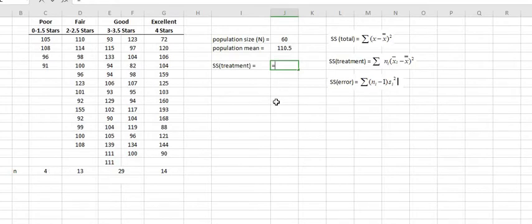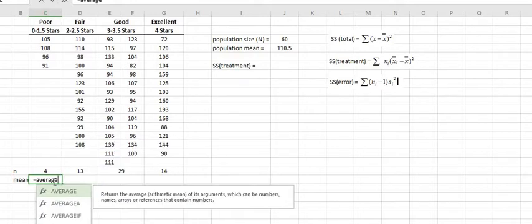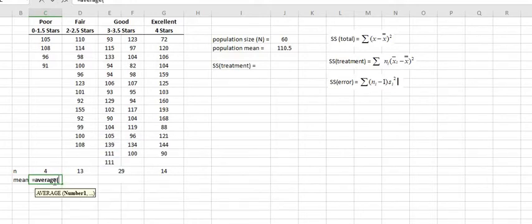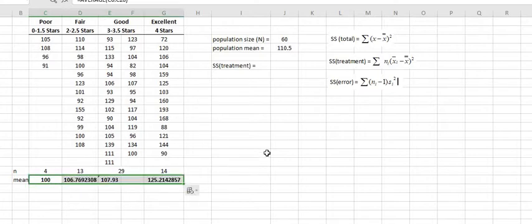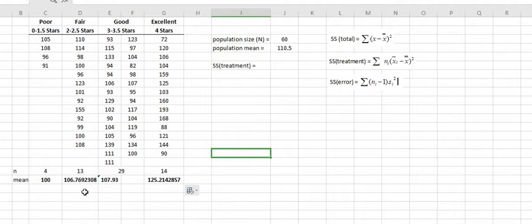minus, ayun na, we need to find the mean here for each group. So, standby lang muna yan. Okay, we need to find the mean for each group. So that is equivalent to this one equals the average. Take note, if we want to find the mean, we will be using the average. We have this one. Enter. 100. And then we will drag this one here. Okay. So 106.